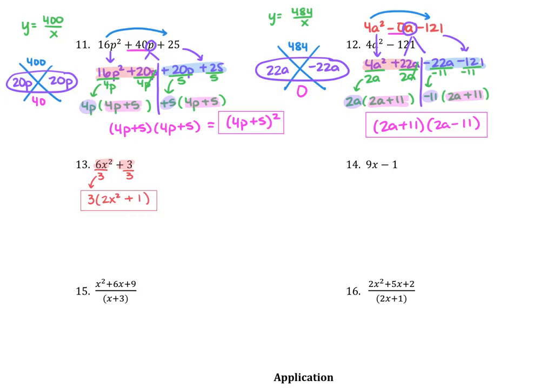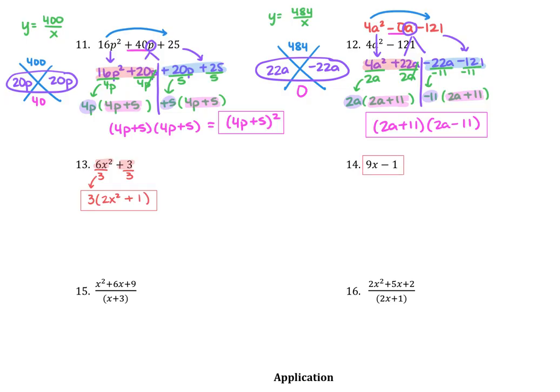Number 14, I'm going to look first for a GCF. Notice that there is nothing I can pull out of this. And since it is a binomial that's missing the a, this means the GCF is the only thing I can do. Since there is no GCF to pull out, this is my answer.